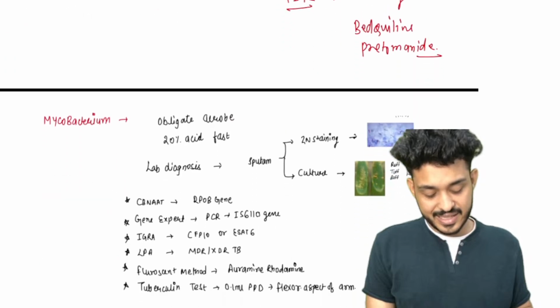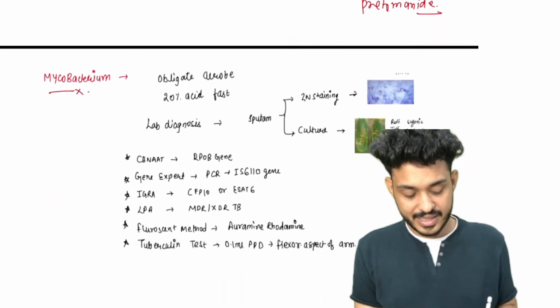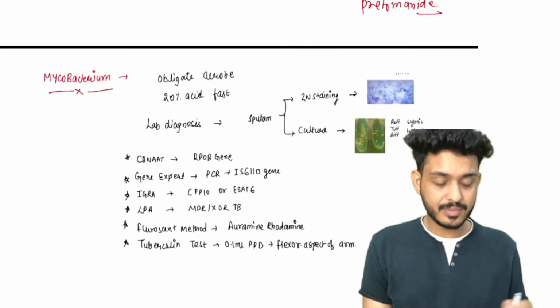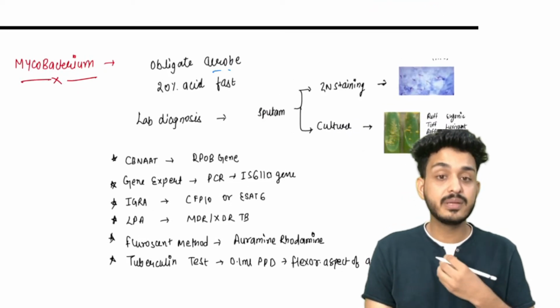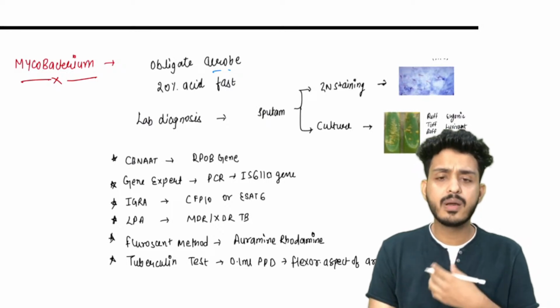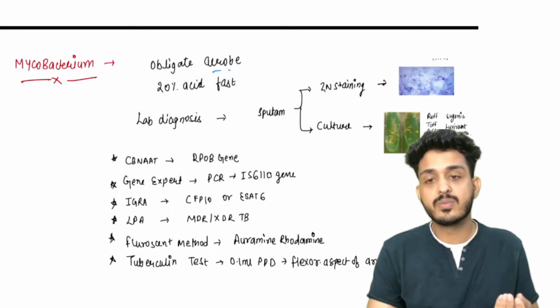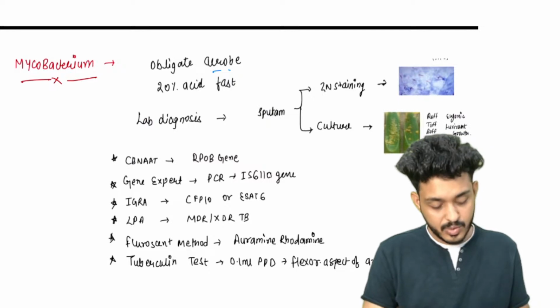TB is due to which bacteria? That is due to Mycobacterium tuberculosis. Okay, so the most important points about TB I have gathered here. It is an obligate aerobe. That means TB bacteria will be found in the upper lobes of the lung, because they will have a good amount of oxygenation.